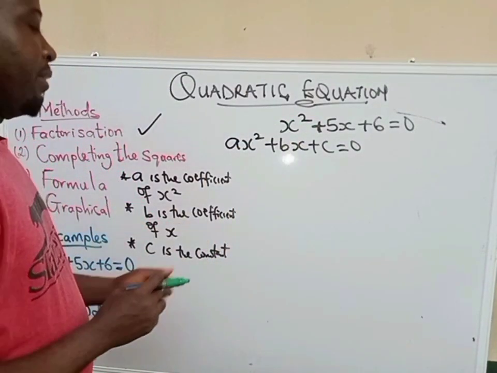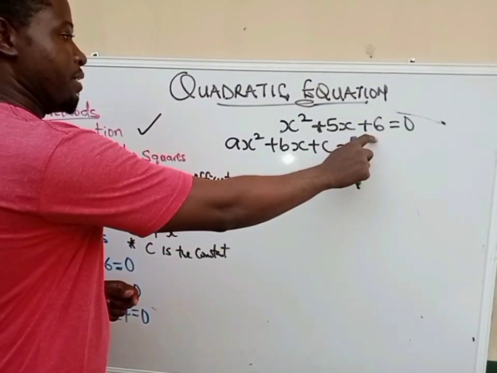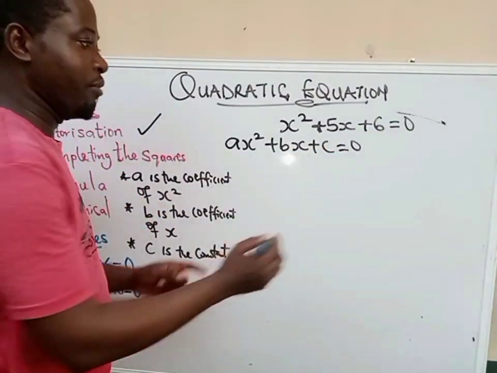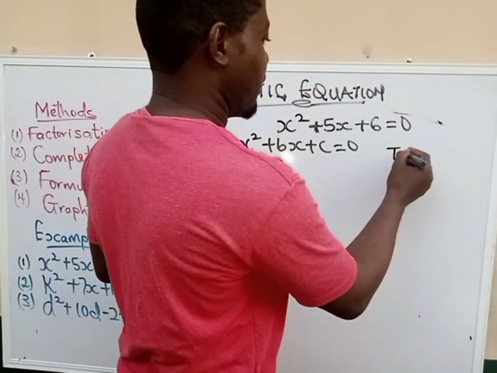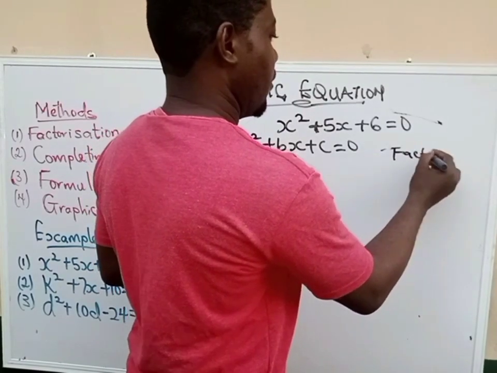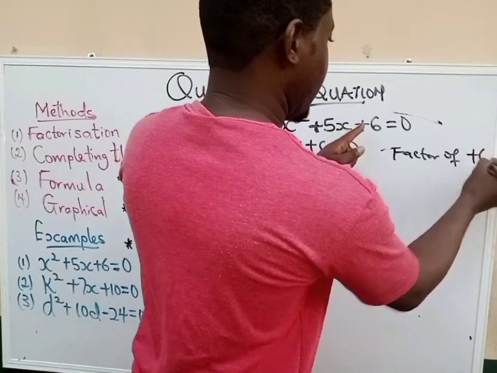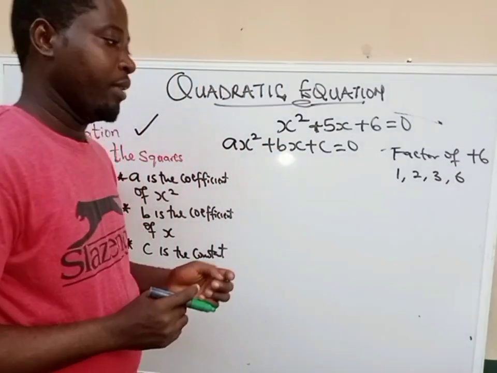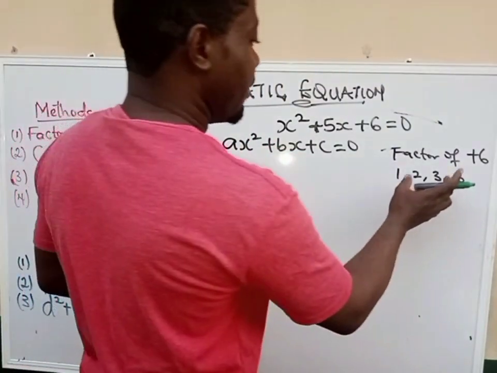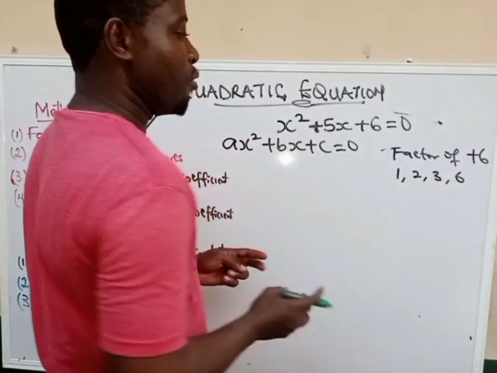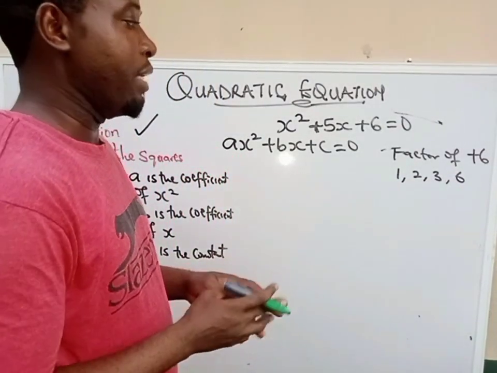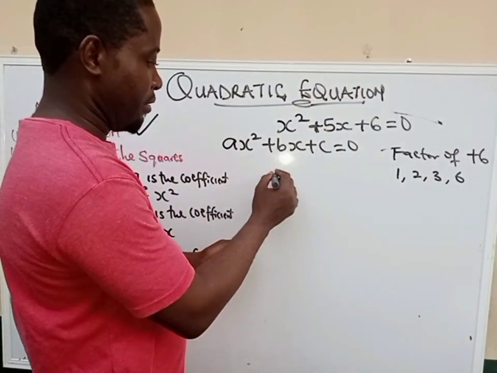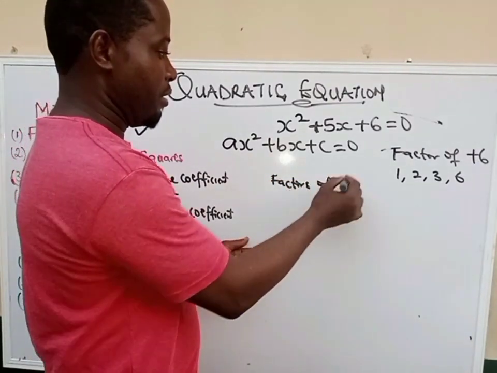Now the first thing to do is to find the factor of 6. So we are going to find the factor of the constant term here, which is 6. The factors of plus 6 are 1, 2, 3, and 6. Now I'm going to pick two factors here, two factors that when I multiply them together are going to give me 6. So let's look at them.